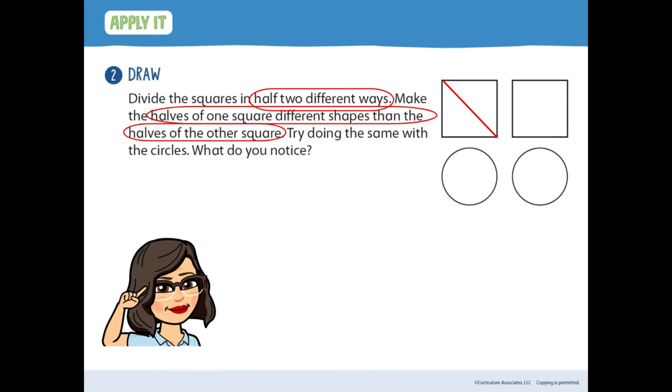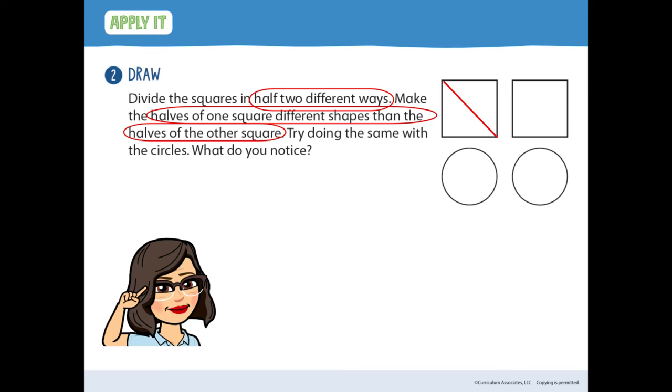Okay, so then it says, try doing the same with the circles. What do you notice? So you're going to do the same exact thing right over here with the circles. I didn't do anything with the circles because it's your job to do the same thing with just a different shape. So we had practice yesterday with circles and squares in yesterday's lesson. So I want you to really try to partition those shapes in half 2 different ways. Remember, they need to be, what's my favorite word right now? Equal. So go ahead and pause the video now.